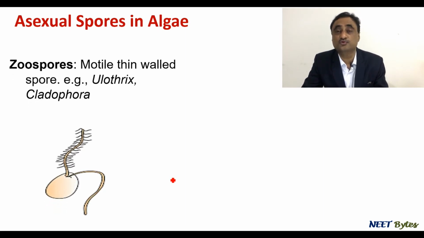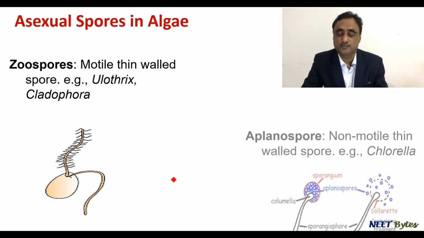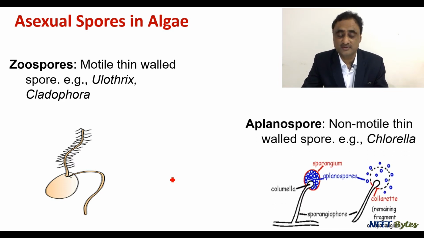The first is what we call zoospores. It is a motile spore, right? In Chlamydomonas, Ulothrix and Cladophora, these spores are produced, and these spores help in the formation of a new plant. Okay. Similarly, there are aplanospores. These are non-motile, thin-walled spores, right? And they are found in the case of Chlorella.